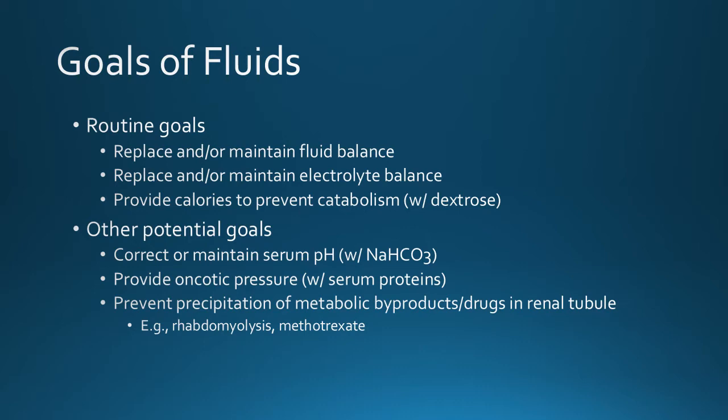And then the other thing we can do is provide calories, and that's going to be mainly in what form? Dextrose, right? We're going to give them sugar, essentially. Okay, so other potential goals we can see here is we can maintain or correct their serum pH, right? So again, normal serum pH is what? 7.35 to 7.45, right? Those are good ranges to remember.